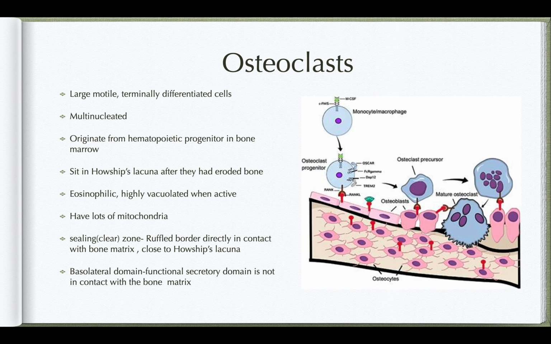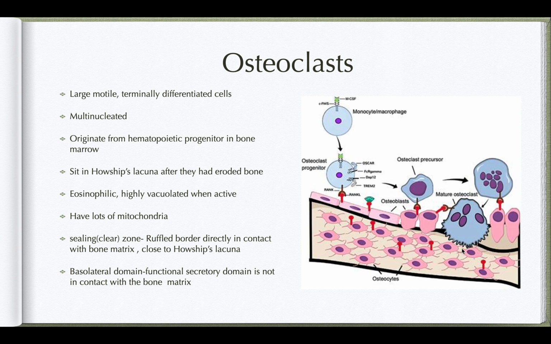Osteoclasts are largely motile, terminally differentiated cells, so once they have differentiated, that's it, they're not going to be anything more. They are multinucleated, and they originate from the hematopoietic progenitor in the bone marrow. They sit in something called the Howship's lacuna after they have eroded the bone. They are eosinophilic and highly vacuolated when active. They have lots of mitochondria, and they have a sealing zone or clear zone, and a ruffled border that's directly in contact with the bone matrix close to the Howship's lacuna.